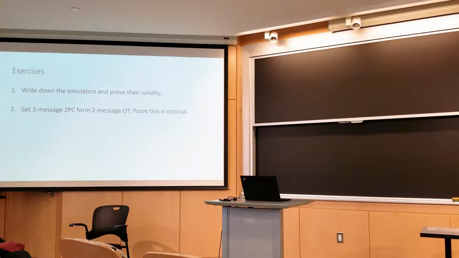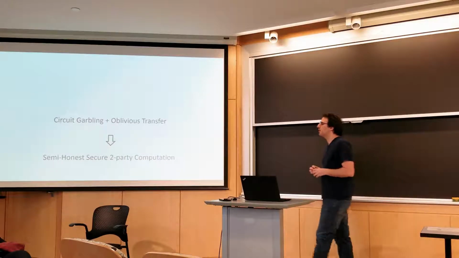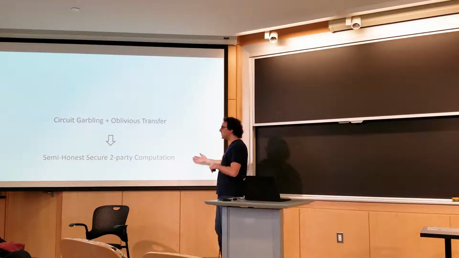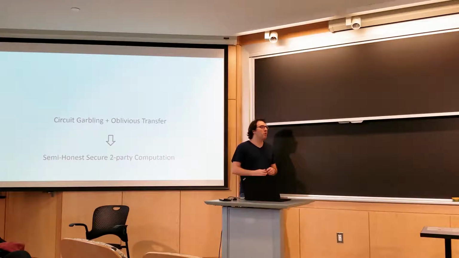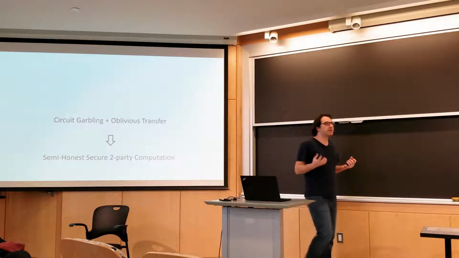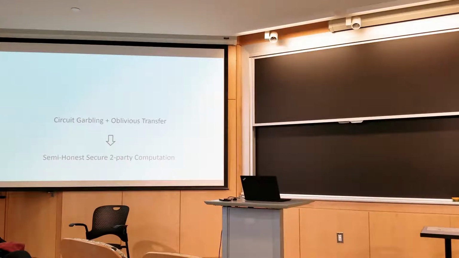Okay, so this was the first part. I told you how to take a circuit garbling scheme together with oblivious transfer and build a semi-honest protocol for two-party computation. Now we're going to open up this box, this circuit garbling box. I'll tell you how to encrypt a circuit, how to garble a circuit, how to garble an input, such that they really reveal no information except the output. It sounds kind of magical, but turns out you can do it. And we're only going to use a secret key encryption in order to do this.